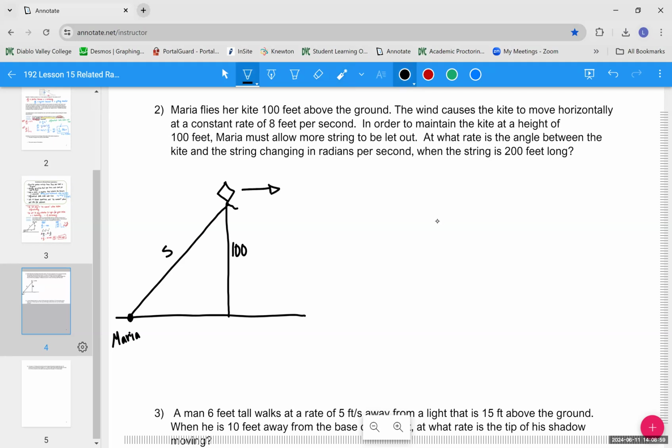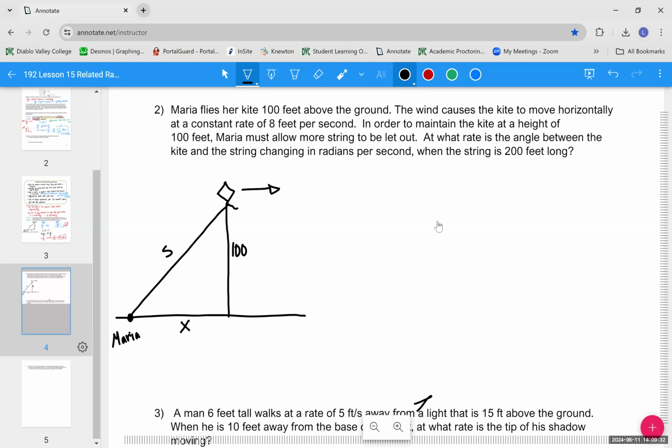Which means as the kite moves, the kite's going this way, then this S is going to flatten out a little bit. This angle is going to get smaller. And the S will get longer. The 100 will stay, but this side will also get longer. So I'm going to label that side with a variable x because it is also changing.